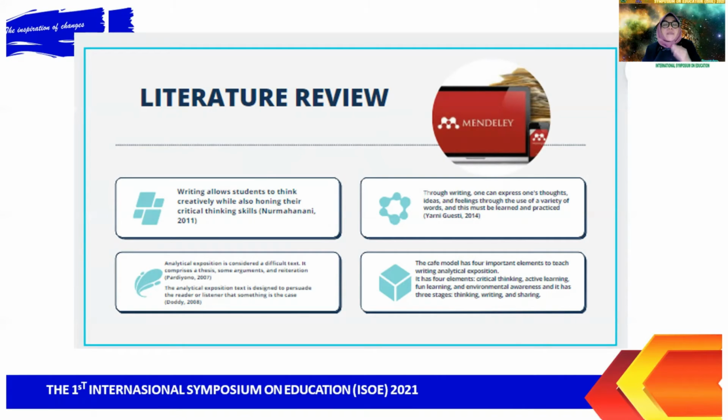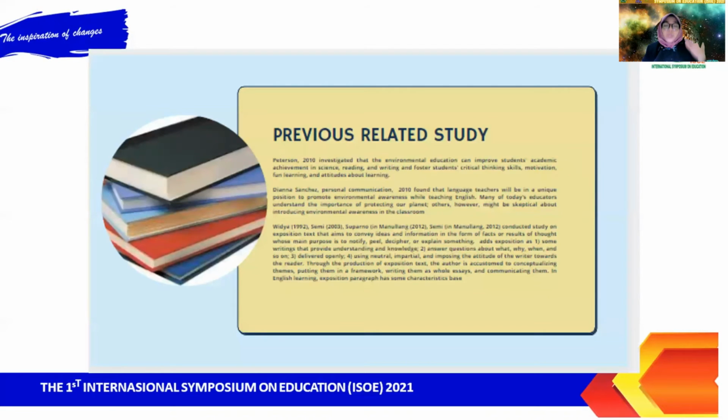Of course, this CAFE model was designed to make it easier for students to write analytical exposition text, related to the previous study. To support my research, I took some findings from the experts. Environmental education, according to Peterson, can boost kids' academic accomplishments in science, reading, and writing, as well as foster students' critical thinking abilities, motivation, enjoyment of learning, and attitudes towards learning.